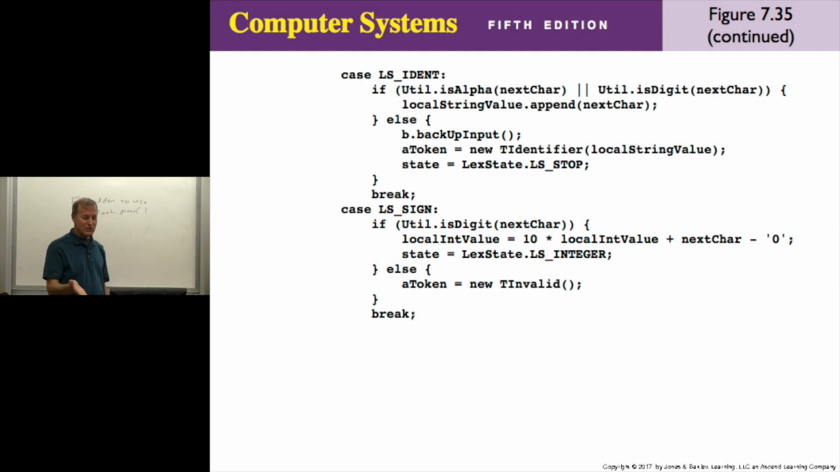And we have this really slick technique here in figure 7.35. Look at what it says. Case ls sign, local int val equals 10 times local int val plus next char minus 0. No Math.pow there. This is your model. I'm giving you these programs as models of how to do your assignments. And so you should use this technique, because the other way is way inefficient. Notice that there's no call to any math at all.